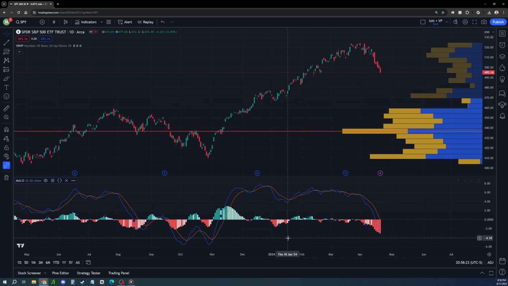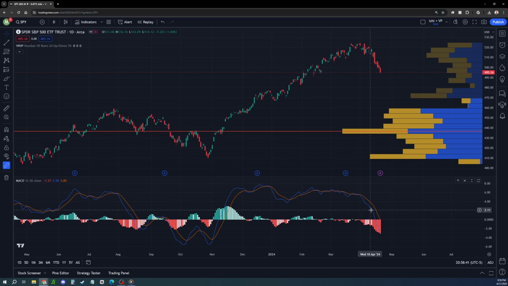The three main components of the MACD are the MACD line, the signal line, and the histogram. Let's break down what each of these represents. The MACD line is calculated by subtracting the 26-period exponential moving average, or EMA, from the 12-period EMA.